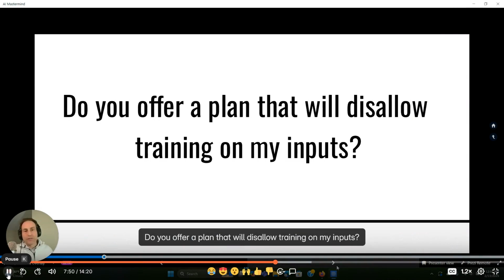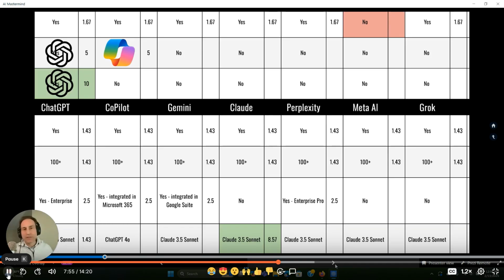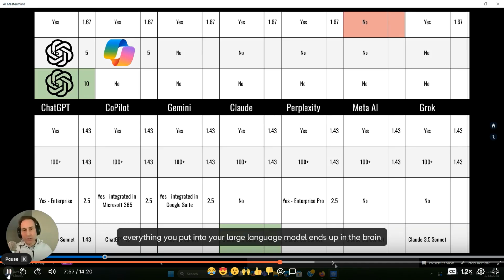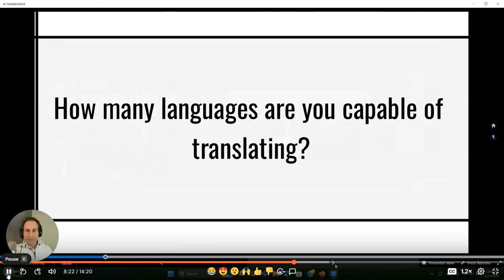Next feature. Do you offer a plan that will disallow training on my inputs? Everything you put into your large language model ends up in the brain of that large language model. And unless there's a feature where you can turn off the training, you're risking putting confidential, proprietary information on there that you don't want on there. Every large language model has a plan with an option to turn off training.